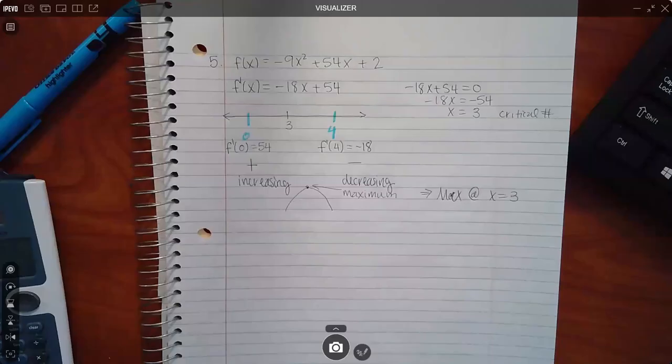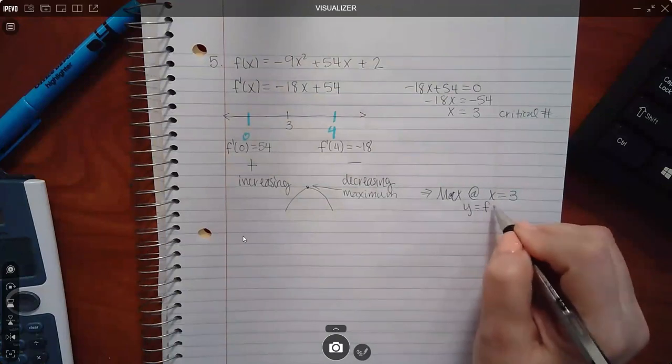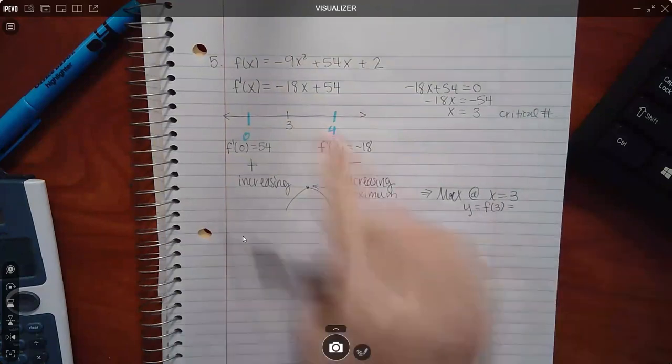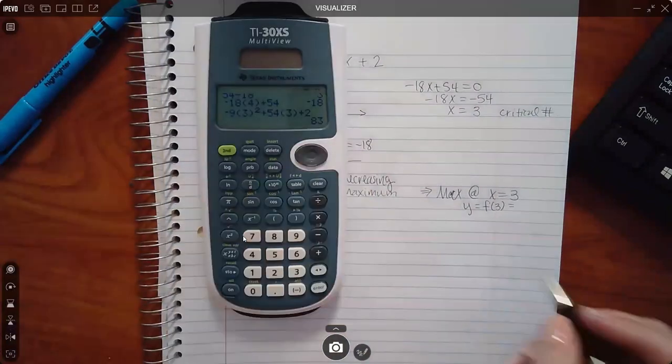But if I wanted to know where that 83 came from, where did it come from? So if you want to know that y value, you have to find f of 3, which is this guy. So negative 9 times 3 squared plus 54 times 3 plus 2. And that actually is 83.